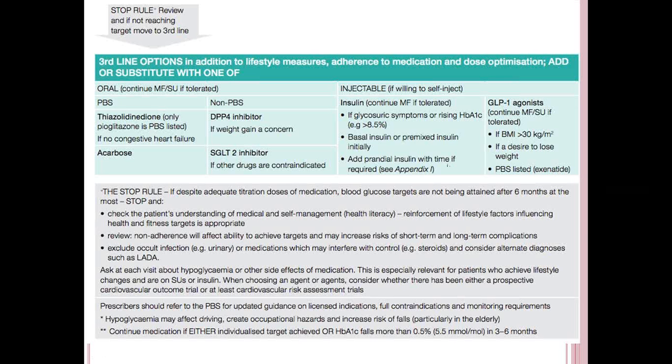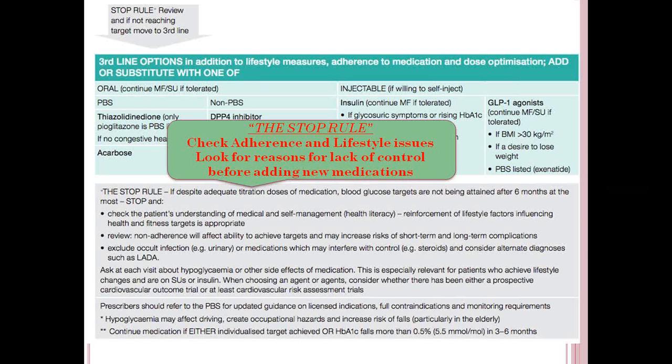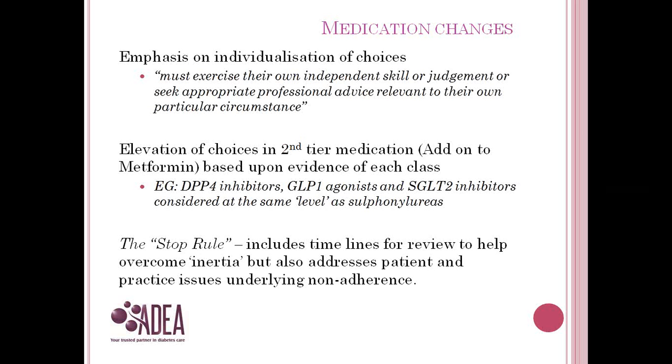This is an emphasis on the individualisation of choices. What really underpins a lot of these guidelines is the evidence that we must independently use our skill, judgment and professional advice to be relevant to the particular circumstance of the patient, and individualisation of medication is no different to that. Very clearly, I emphasise again the elevation of second-tier medication choices as an add-on to metformin, listing DPP-4 inhibitors, SGLT2 inhibitors and GLP-1s at the same level as previously considered sulfonylureas. And I have gone over the stop rule very clearly.